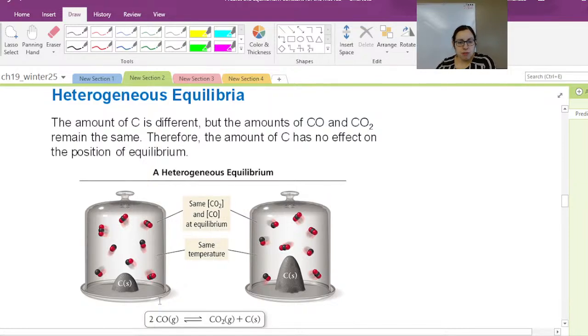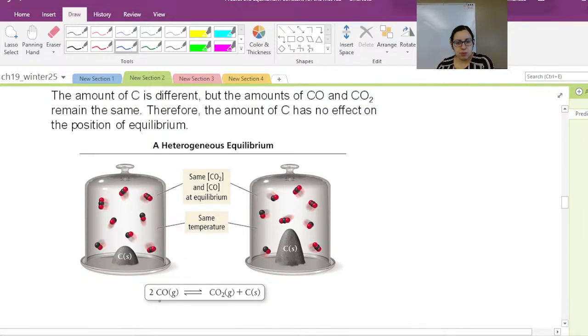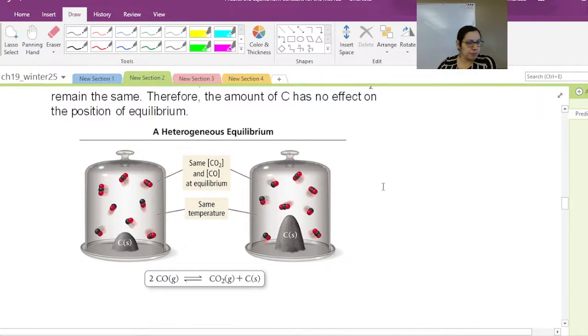Again, this shows how carbon has no effect. Looking at this reaction, 2 equivalents of CO gives you CO2 plus carbon. But if you have this giant pile of carbon, it doesn't matter. It's all a surface reaction anyway, so the amount of carbon does not affect our equilibrium.